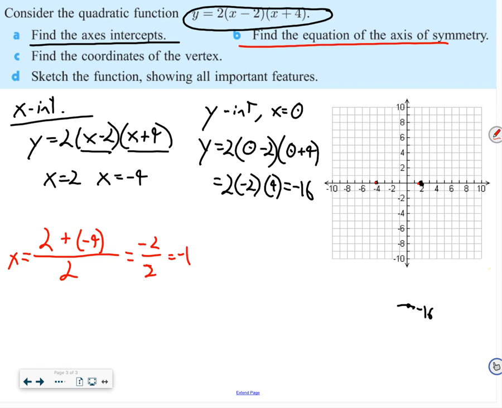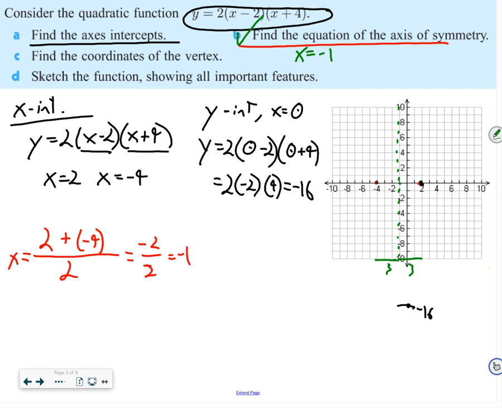So at negative 1, and it makes sense because it's 3 to the right, to my root, and then 3 to my left, to my other root. So my axis of symmetry is there at x equals negative 1. Okay? So x equals negative 1 there.